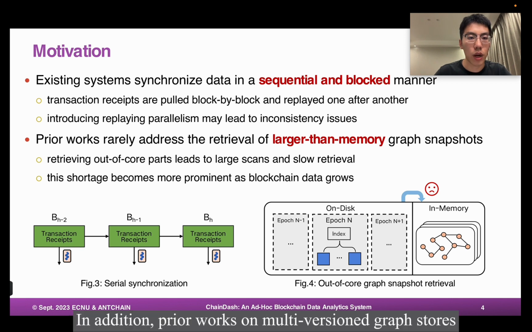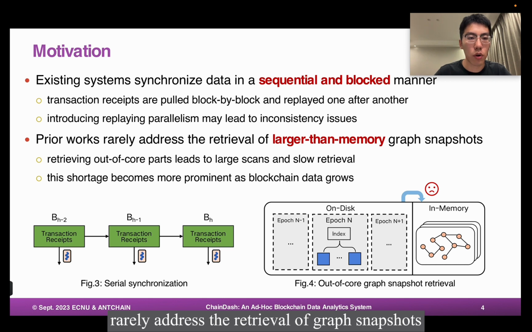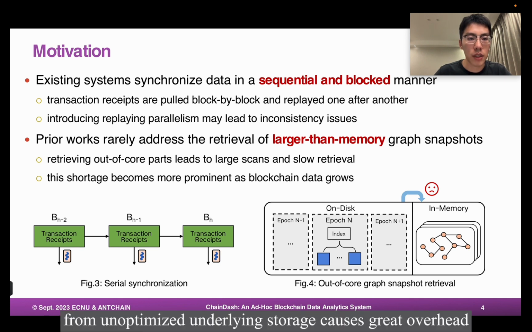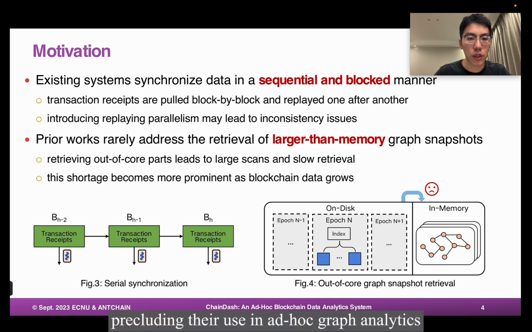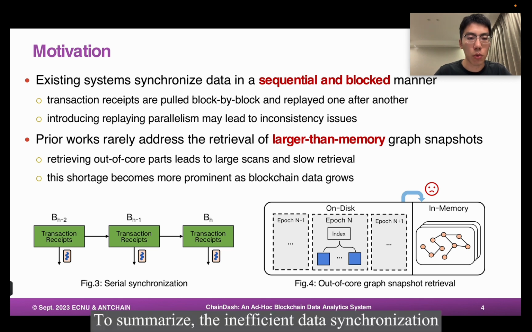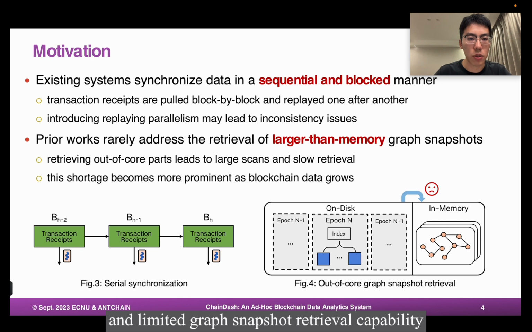In addition, prior works on multi-version graph stores rarely address the retrieval of graph snapshots that are larger than memory. Retrieving out-of-core graphs from unoptimized underlying storage causes great overhead, precluding their use in ad hoc graph analytics of historical windows. To summarize, the inefficient data synchronization and limited graph snapshot retrieval capability hinder the efficiency of ad hoc graph analytics over both live and past time windows.